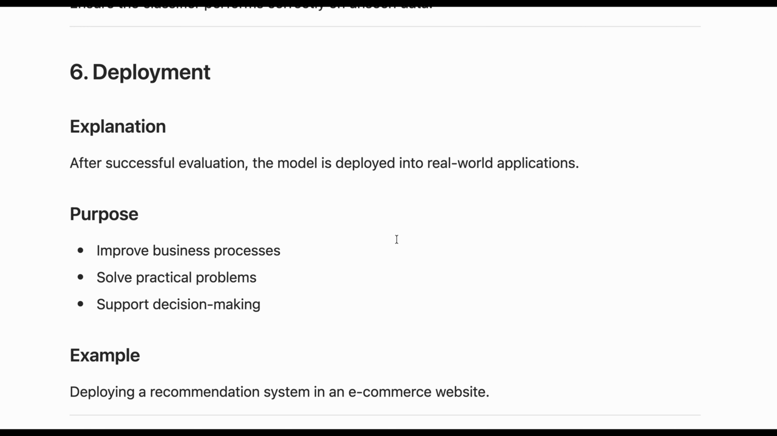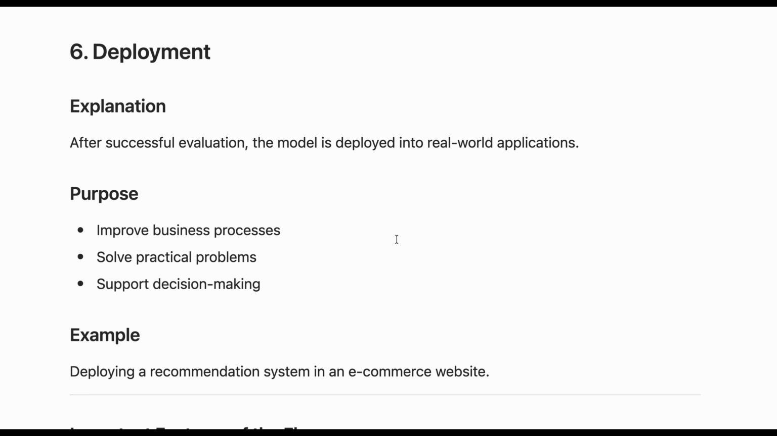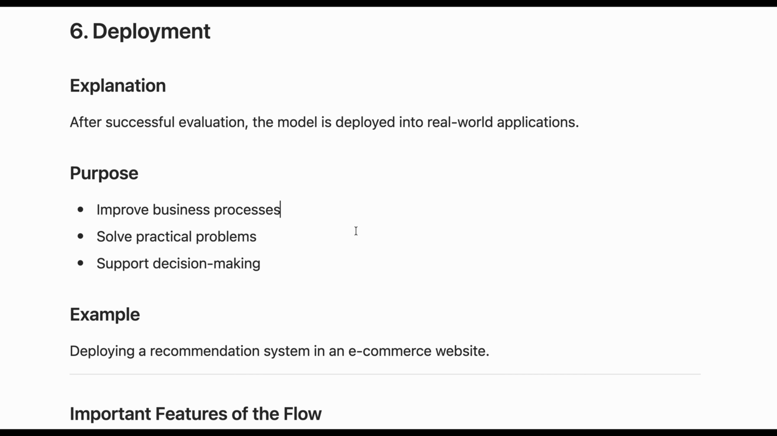Now move to our next one, which is deployment. This is the final stage of the machine learning process. After successful evaluation, the model is deployed into a real-world application. The main purpose is to solve practical problems, improve business processes, and support decision making. For example, an e-commerce company may deploy a recommendation system to suggest products to users. Once deployed, the model starts working with real users and real data.